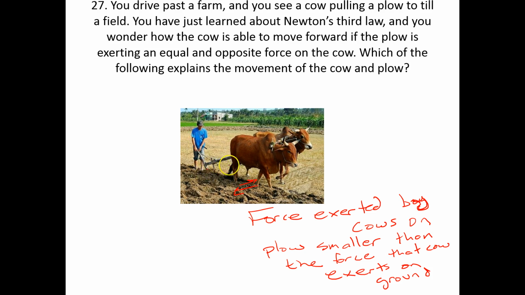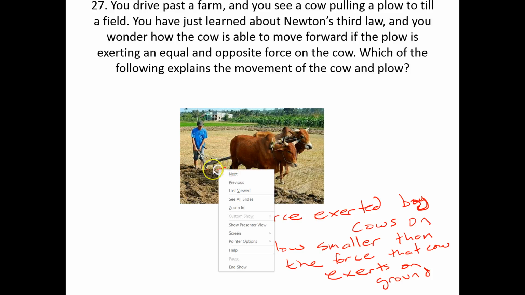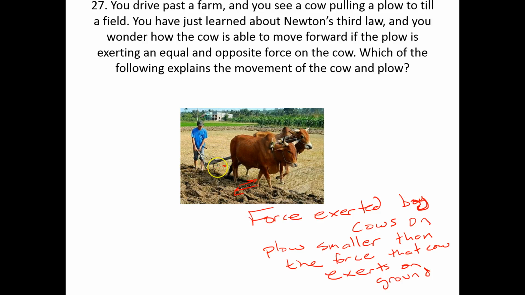And then between the plow and the cow, this is a much smaller force. So right here we would have a much smaller force. It just wants to do that every time, doesn't it? So there's a much smaller force between the plow and the cow than between the ground and the cow. And that's the end of Chapter 7.